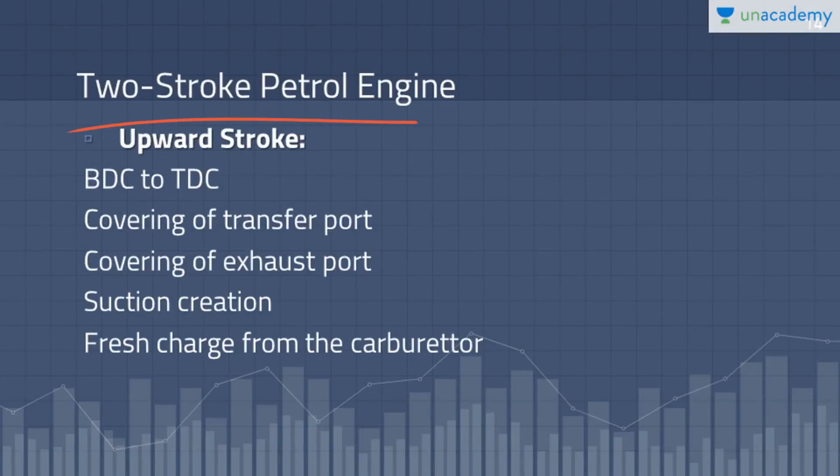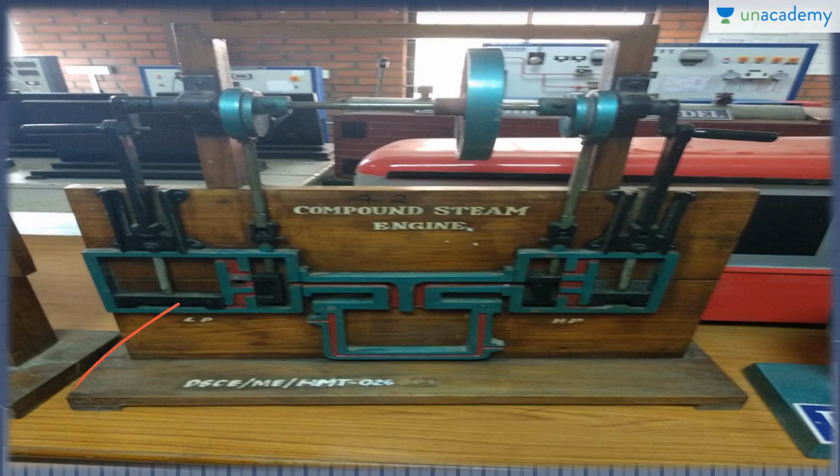Let's move on to the upward stroke. Sorry for interrupting that time. In the upward stroke, the piston moves from BDC to TDC. As the piston moves upwards, it covers the transport port, thereby stopping the flow of fresh charge from the crankcase into the cylinder. With further movement, the piston covers the exhaust port, and thereafter compression of the charge begins. In the meantime, the inlet port opens and the upward moving piston creates a suction in the crankcase, due to which fresh charge from the carburettor is drawn into the crankcase through the inlet port.